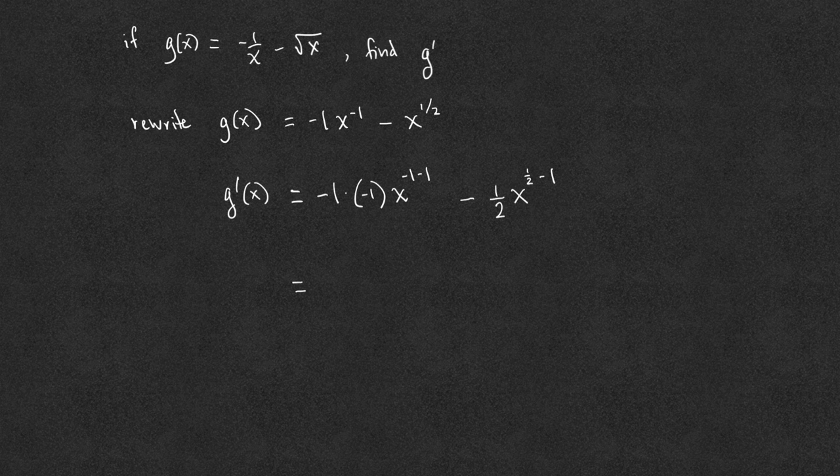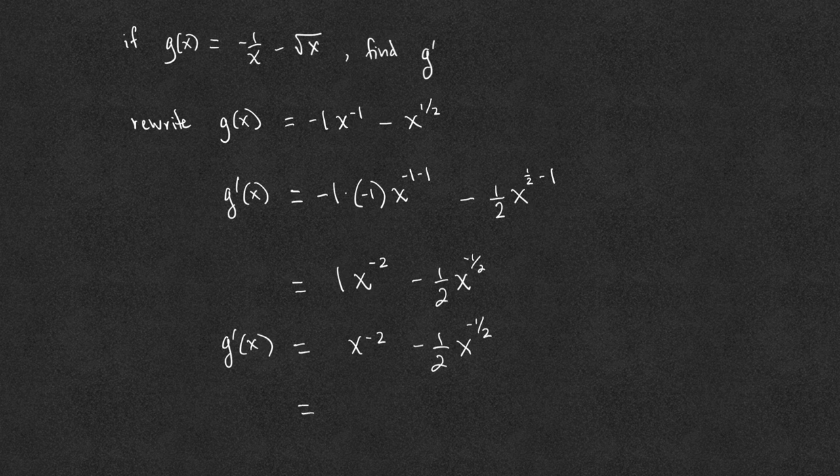Negative 1 times negative 1 is positive 1. For x in the power, negative 1 minus 1 is negative 2. Minus 1/2. For x, 1/2 minus 1 is negative 1/2. And so the derivative is x to the negative 2 minus 1/2 x to the negative 1/2.